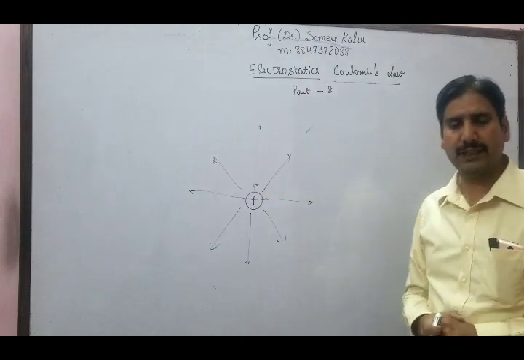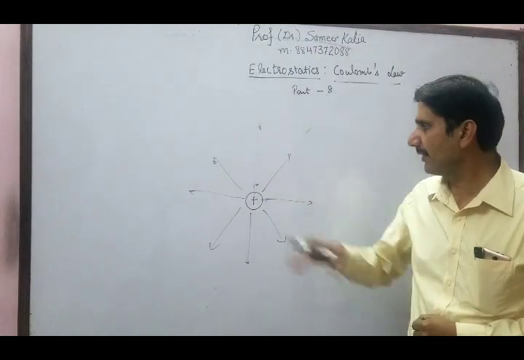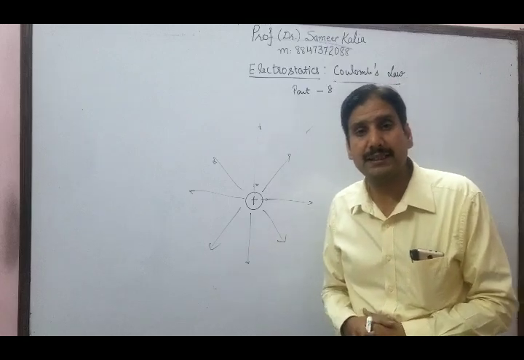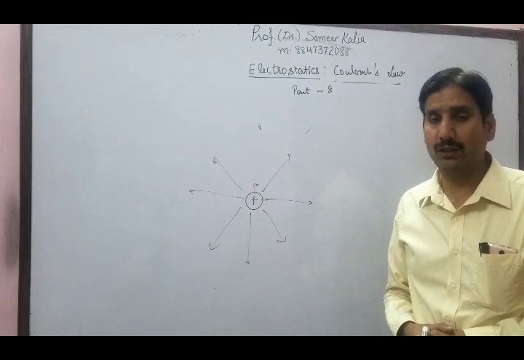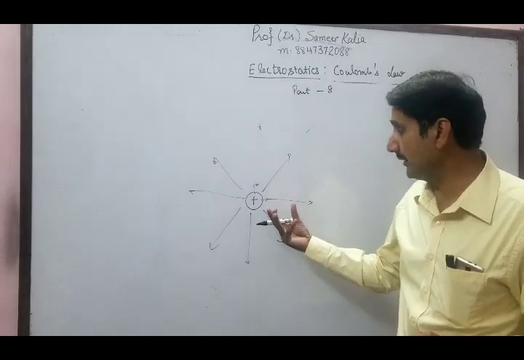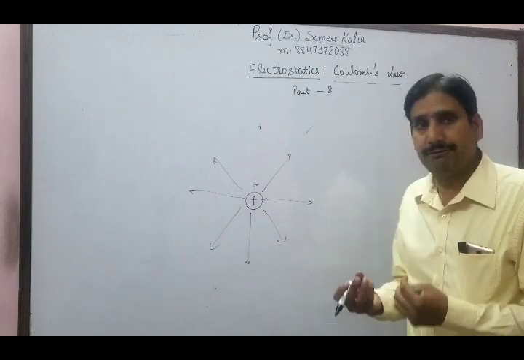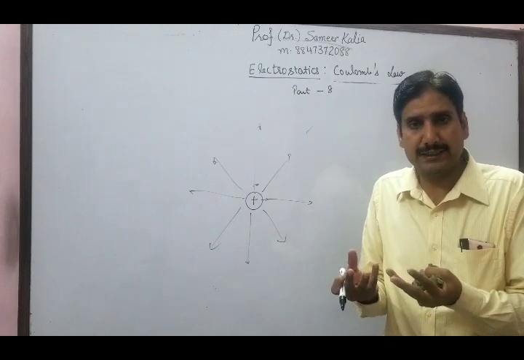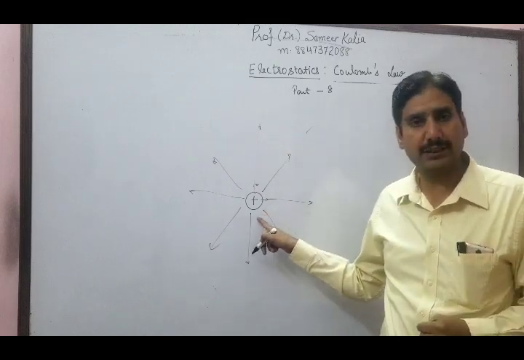So there are a number of lines coming out of this positive charge. These lines can be termed as electric field lines, or lines of force. And you can see that a positive charge is acting as a fountainhead of these electric lines. The electric lines just diverge out of the positive charge.